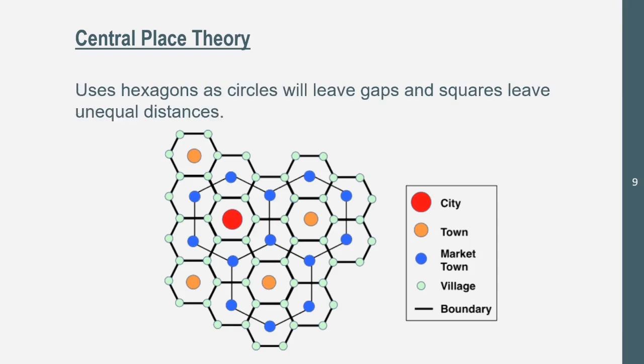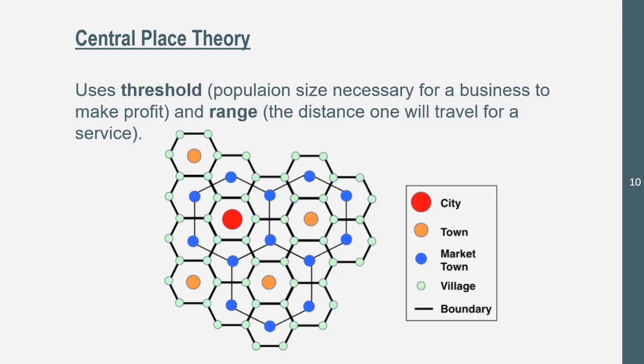They use a hexagon as circles will leave gaps and squares will leave unequal distances. A circle will leave gaps in between them, while with a hexagon everything's connected. And squares are going to leave unequal distances between the cities, towns, market towns, and all that. Now, the central place theory uses threshold, the population size necessary for a business to make profit, and range, the distance one will travel for a service.